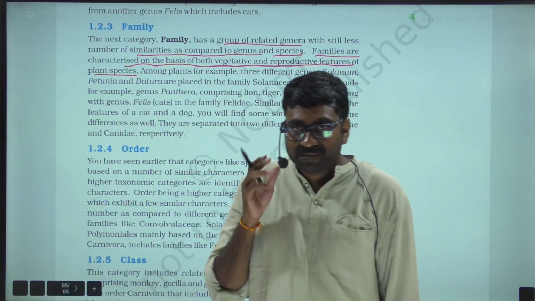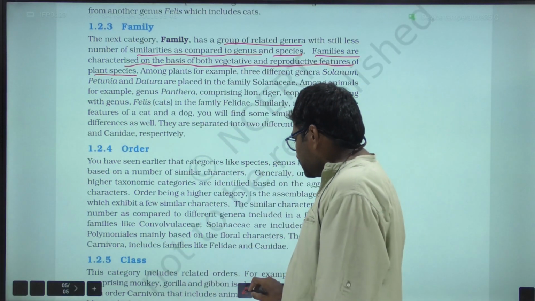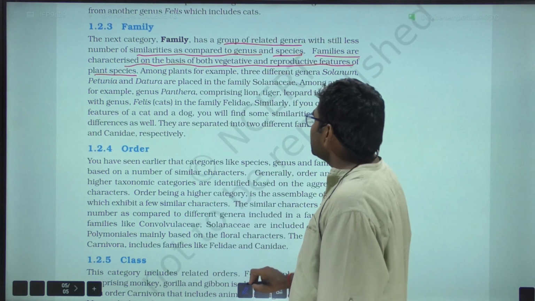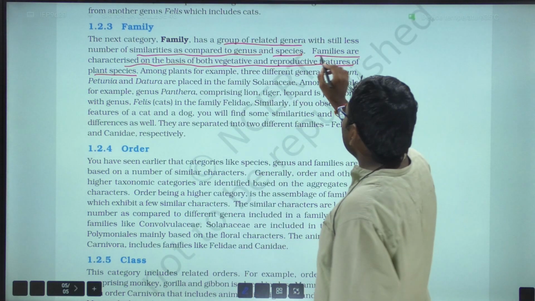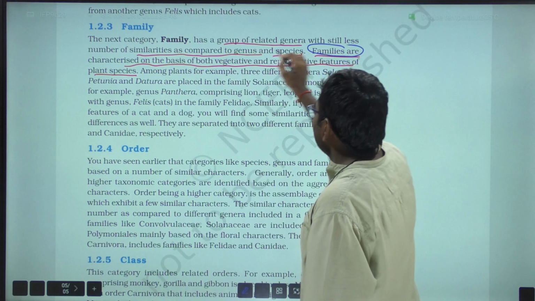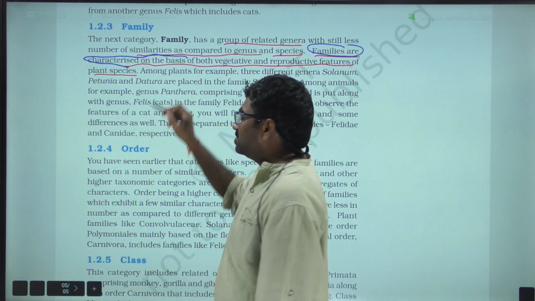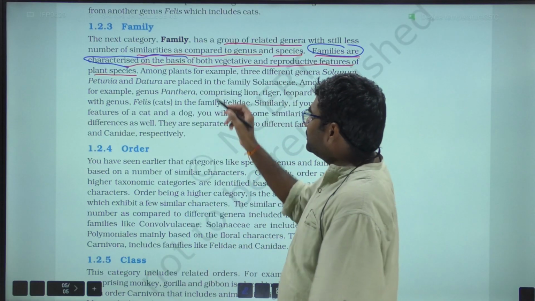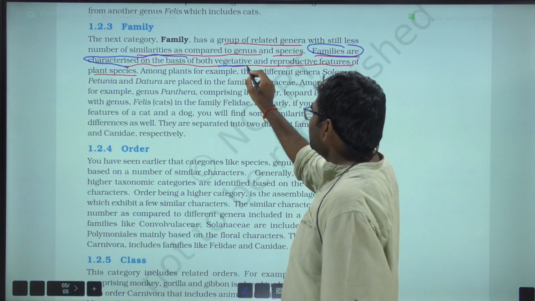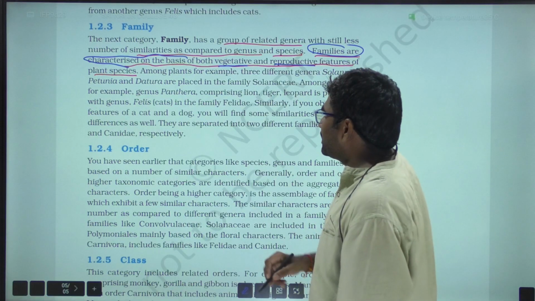It is a PYQ, a previous year question in the NEET examination: families are characterized on the basis of which of the following characters? Both vegetative and reproductive characters.